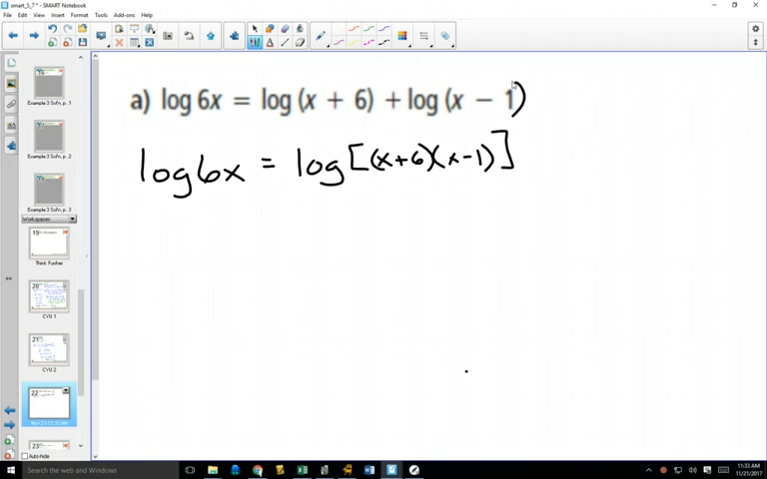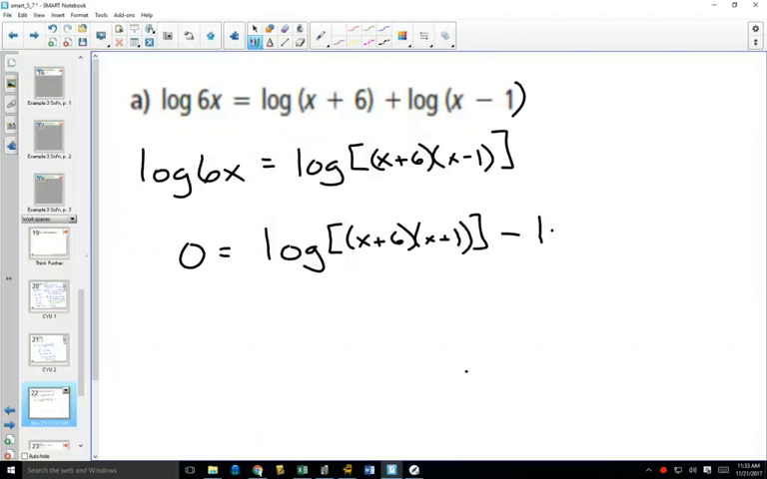Now, I still don't have a single logarithm. I have a log on one side and a log on the other. And the only way I can combine logarithms, simplify it from the right-hand side of those formulas to the left-hand side, is if I'm adding or subtracting. But in order to do that, I would need to have them on the same side of the equation. So I'm going to move this log 6x to the other side of the equation, which would make it subtracting.